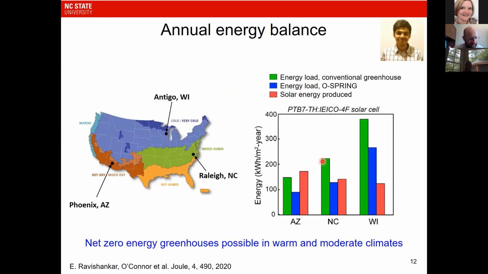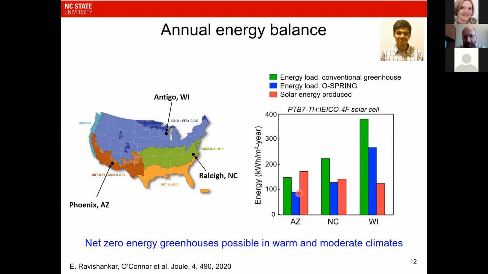And so this energy balance is going to depend on geographic location. So he looked at three distinct climates in the US, Phoenix, Arizona, Raleigh, North Carolina, and Antigo, Wisconsin, and looked at this energy balance of these systems. And so if we have the energy load of a conventional greenhouse that operates year round and goes up, as you would imagine, as the climate gets colder, we put on the semi-transparent organic solar cells, and this is a specific type of cell, but I won't go into those details now.